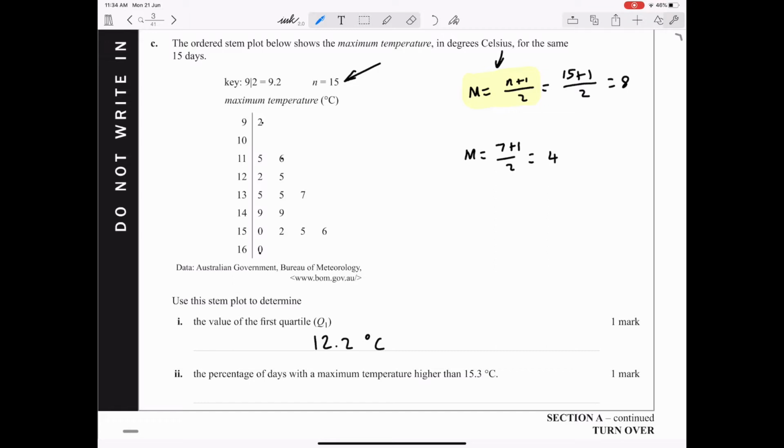1c ii. The percentage of days with a maximum temperature higher than 15.3 degrees Celsius. So if we look at the stem plot, the temperatures that are higher than 15.3 degrees Celsius are 15.5, 15.6, and 16 degrees Celsius. So therefore 3 days have a temperature higher than 15.3 degrees Celsius. So 3 on the total number of days, which is 15, times that by 100 to make it a percentage. And if you put that in your calculator, you get 20%. So therefore 20% is the percentage of days with a maximum temperature higher than 15.3 degrees Celsius.